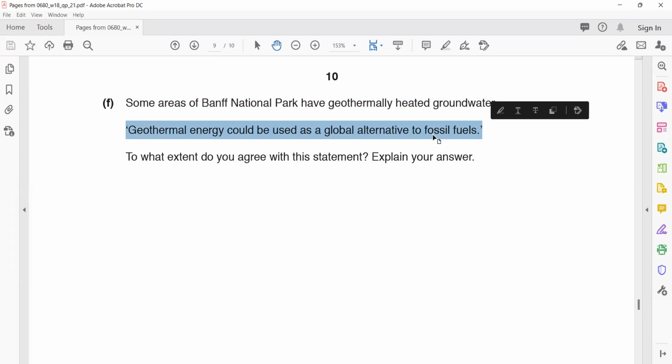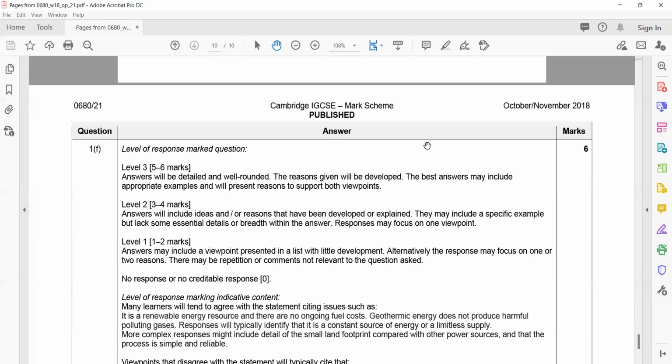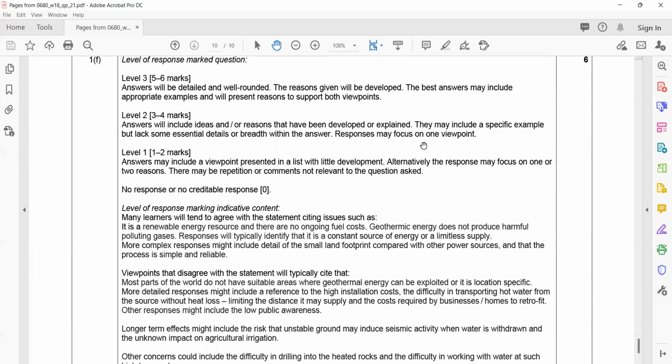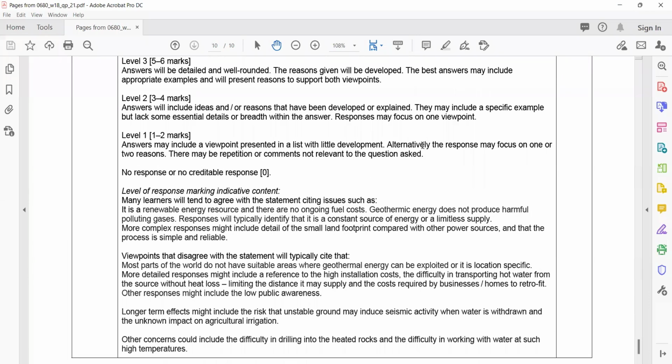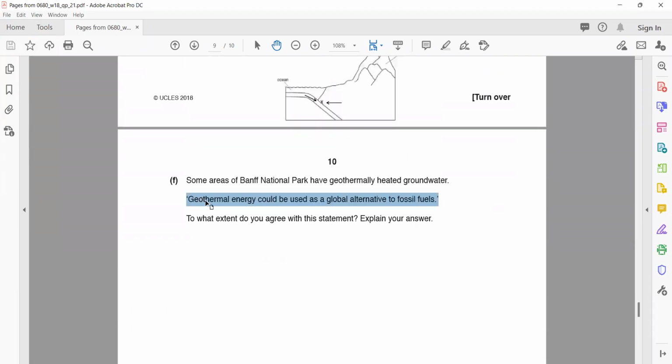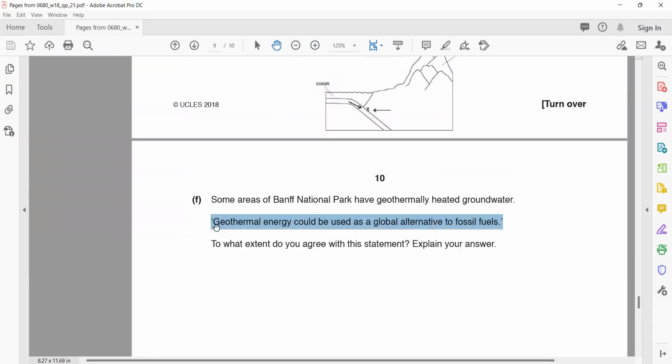Can they use it globally to replace fossil fuels? For that, you have the possible answers. Here you can see the different responses. Okay. Here you can see your response, for example, from many points of view, you can agree, you can disagree. You can agree, yes, it can be, but not for the whole world, only special areas.